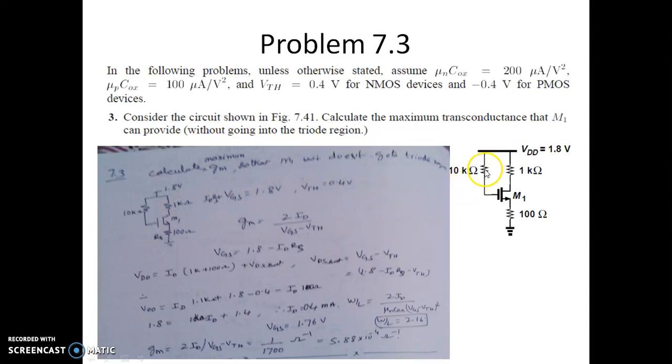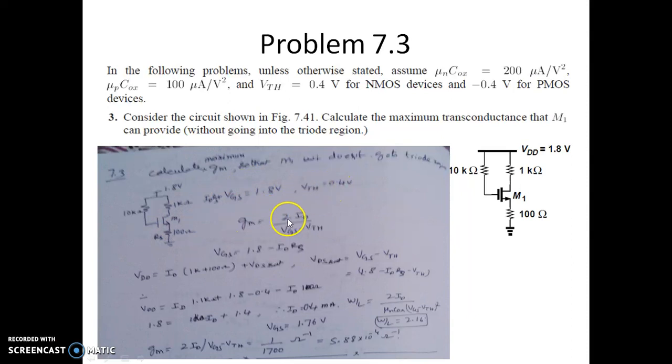Now the VGS is not directly given here, because this is directly connected to the drain through a 10 kilo ohm resistance. Now VG is 1.8. The voltage at this point is 1.8, which is actually VGS plus ID into RS. So this is what we have: ID into RS plus VGS is 1.8, and the threshold voltage is 0.4 volts.